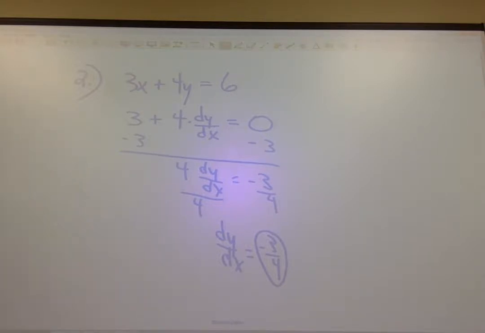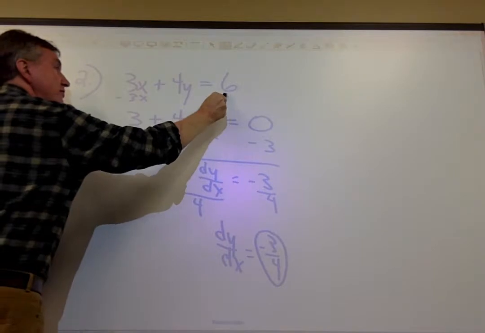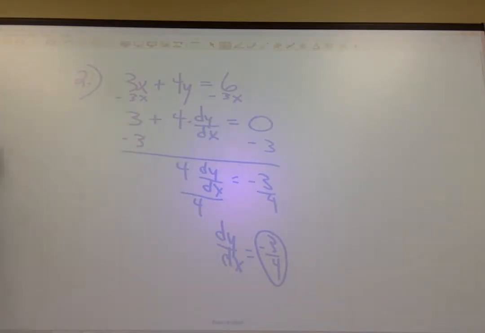To show you that that worked, what if I started this problem by solving for y? What if I subtracted 3x from both sides? What would it be? You agree with that? If I divide by 4, what is y equal to? What if I said find the derivative, y prime? What is it? Wow. It's the same answer, isn't it? Why would you do that?